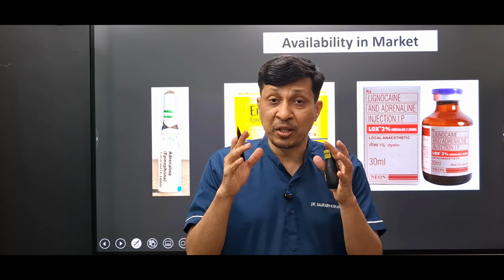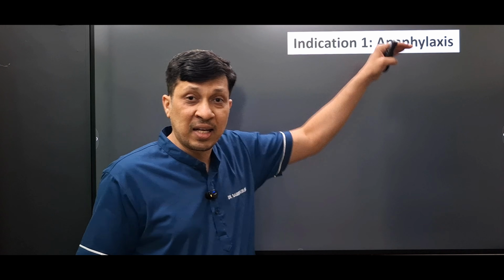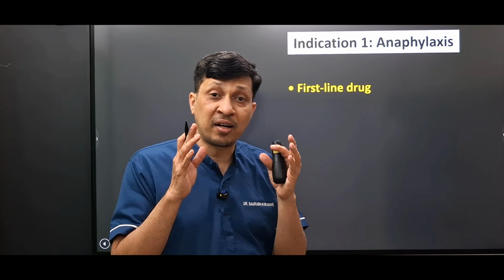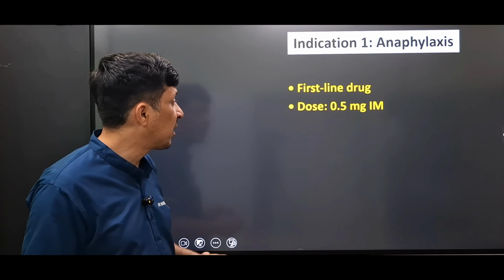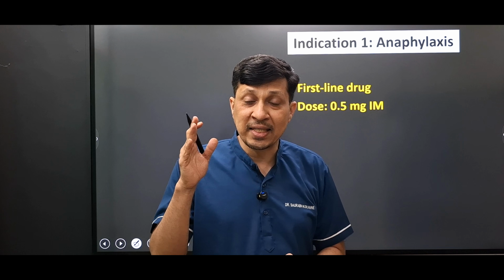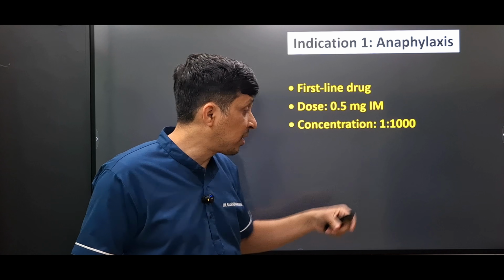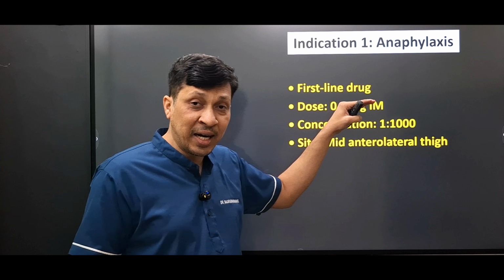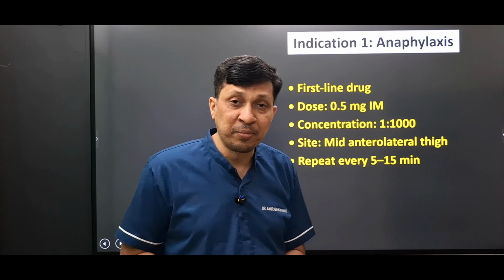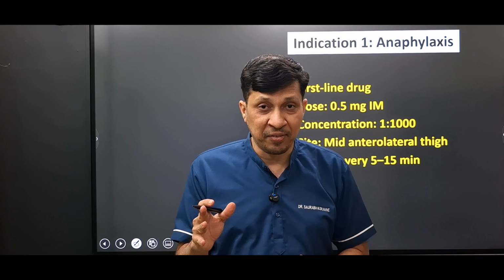Now we are going to see what are the uses of adrenaline. The first and the most important use of adrenaline is in anaphylaxis or anaphylactic shock. In anaphylaxis, it is a first line drug or the drug of choice. What is the dose here? The dose is 0.5 milligram IM in adults and 0.01 milligram per kg IM in children. It is used in the concentration of 1:1000 and the site is mid-anterolateral thigh. And here you can repeat this dose every 5 to 15 minutes in anaphylaxis. So this is the most important use of adrenaline, that is in anaphylaxis.